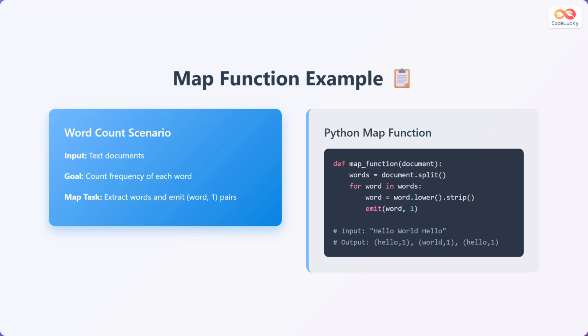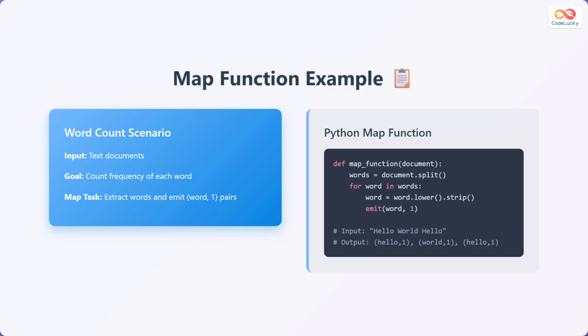Here's an example of a map function. Consider a word count scenario where the input consists of text documents, and the goal is to count the frequency of each word. The map task involves extracting words and emitting word, 1 pairs.